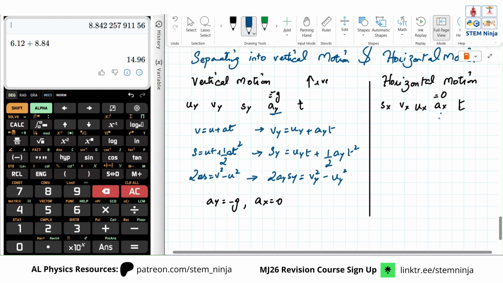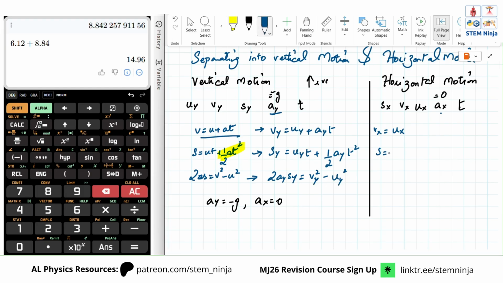So if the acceleration component is 0, v equals u plus at transforms into vx equals ux because there is 0 acceleration. That means horizontal velocity remains the same. Similarly, if there is no acceleration component over here, this would just be x equals ux t, constant velocity. Same thing over here. This would actually lead us to the same thing.